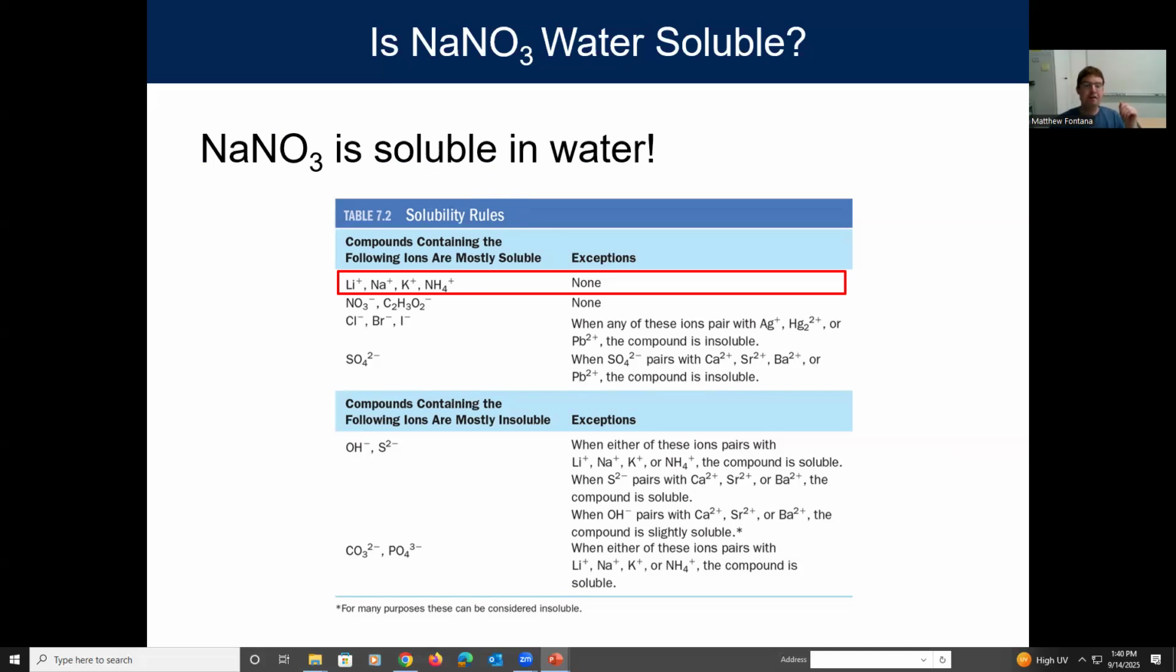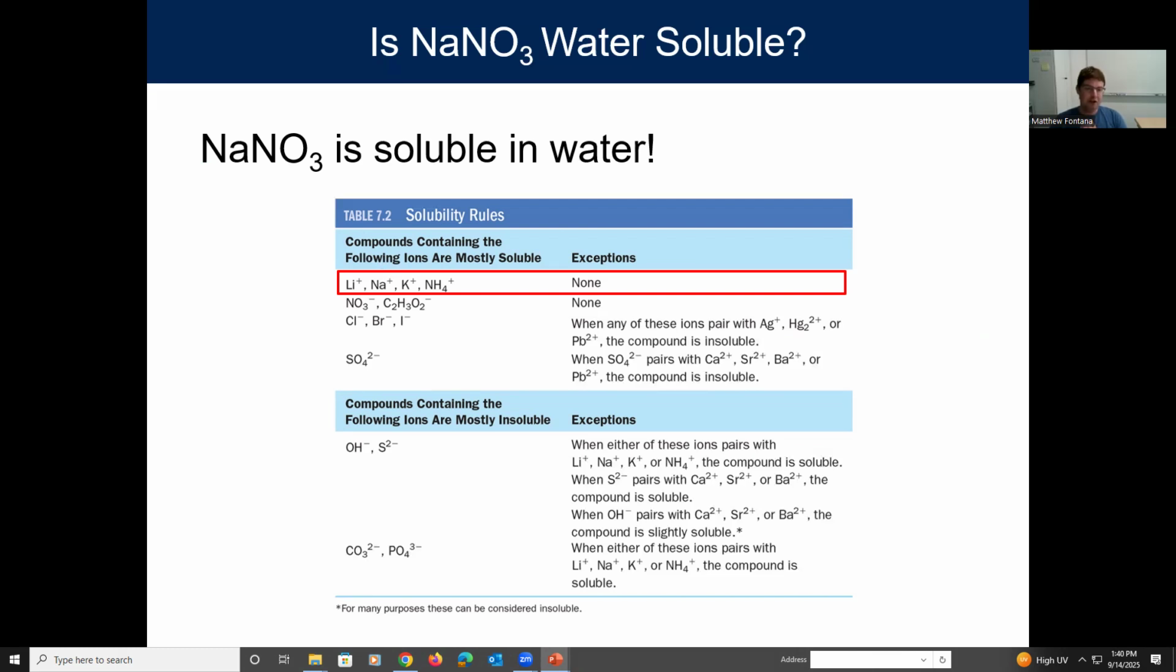What we can do here is look up, okay, we have Na plus, and then the anion is going to be nitrate. If we have Na plus, there are no exceptions. And so what that means is sodium nitrate is going to be soluble in water. So that's an example of what we have here.